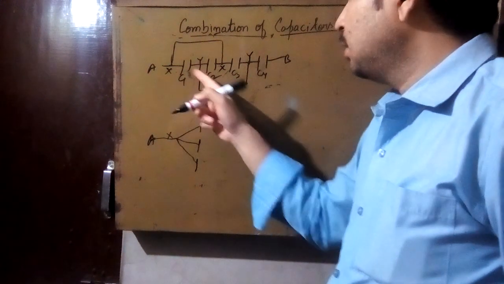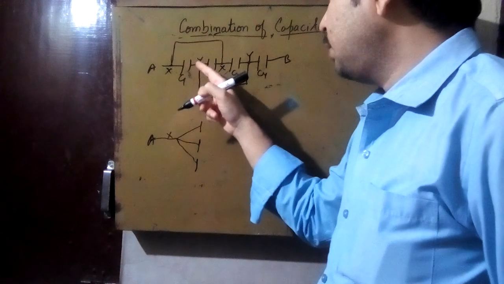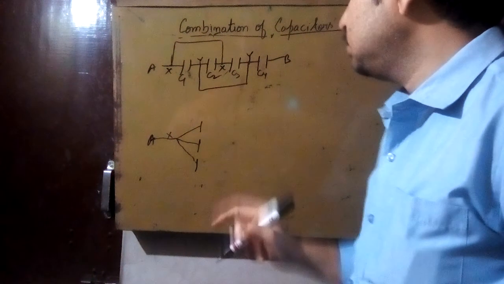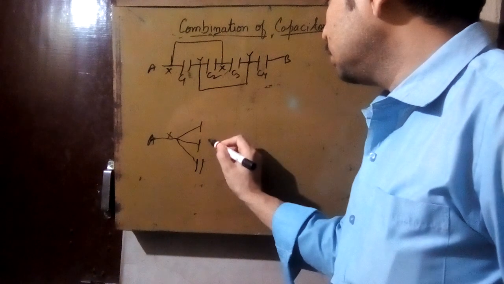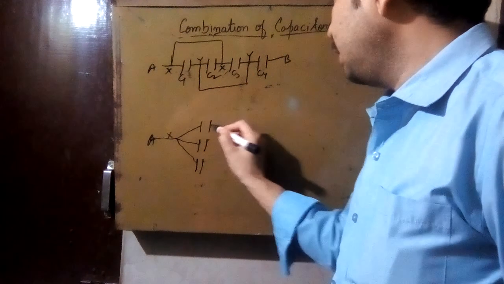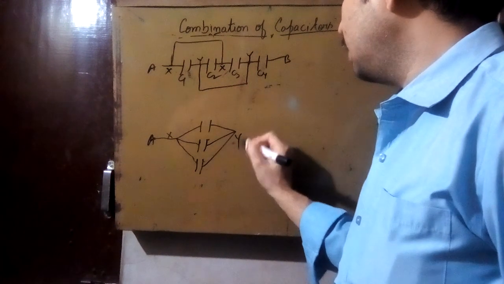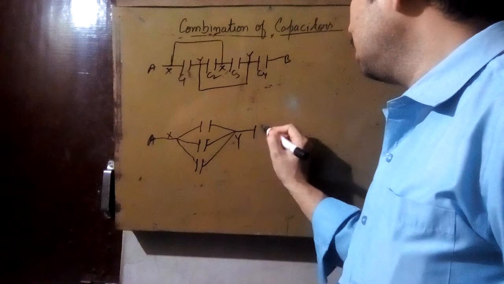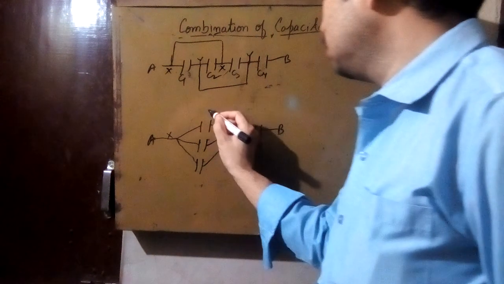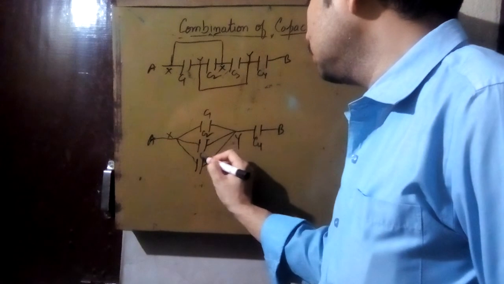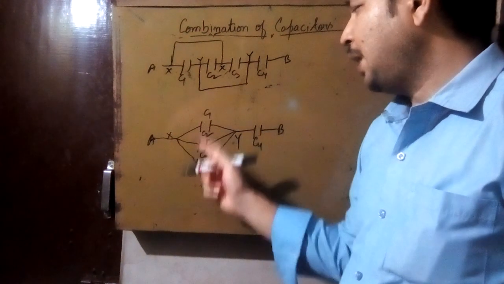Now you can see the second plate of C1 is connected to Y, one plate of C2 is connected to Y, and one plate of C3 is connected to Y. So one plate of each is connected to Y. Between Y and B, the capacitor is C4. Now it is very easy to solve. You can see, students, these three are in parallel.